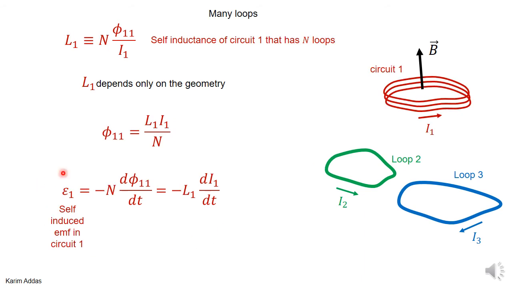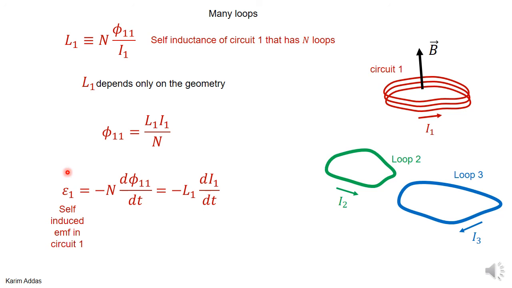Now, what happens if this circuit has many loops, n loops? Then we'll define the self-inductance to be n times Φ11 over I1, where Φ11 is the magnetic flux through a single loop. And so this is the definition of the self-inductance if your circuit has n loops. And again, L1 depends only on the geometry. And then Φ11 is equal to this quantity by cross multiplication.